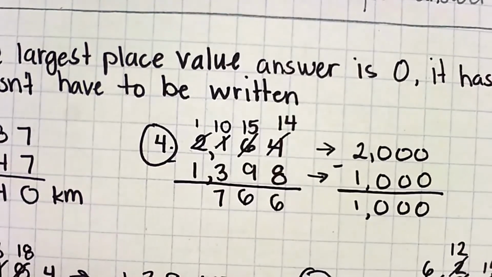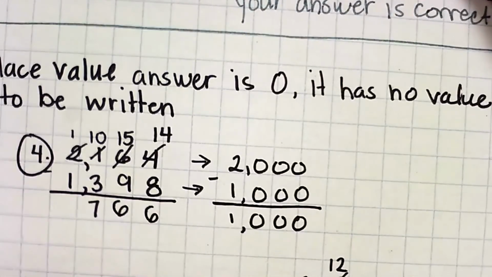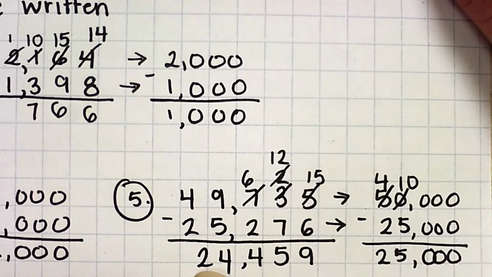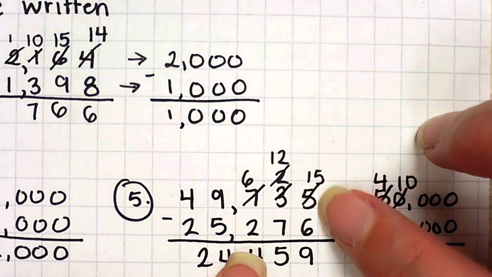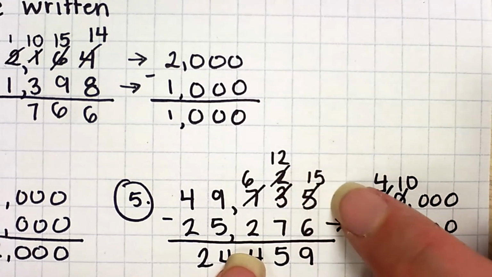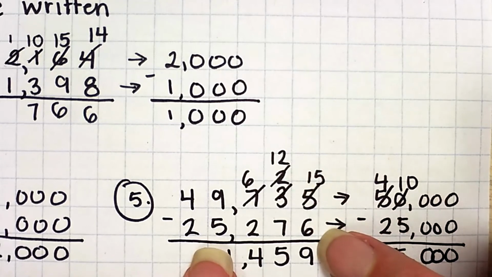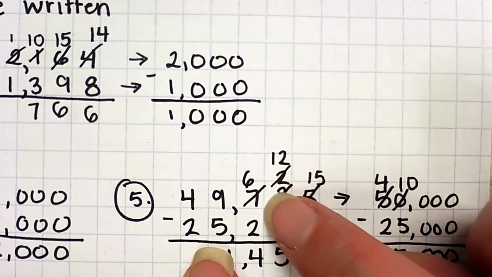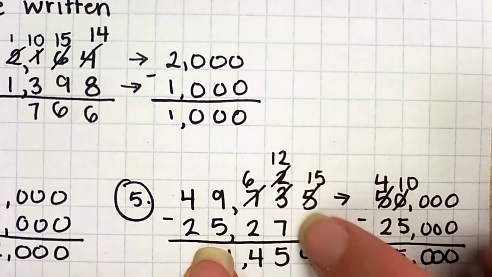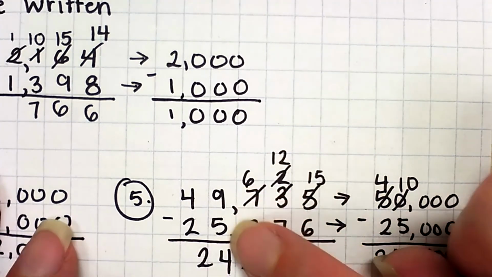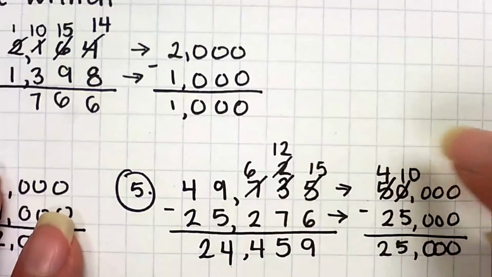And for number 5, they gave us the numbers 49,735 minus 25,276. So again, I couldn't do 5 take away 6. That became a 15. That 3 became a 2. 15 take away 6 gave me 9. I couldn't do 2 take away 7, so that 2 became a 12 because I borrowed from over here, and that 7 became a 6. 12 take away 7 gave me 5. 6 take away 2 was 4. 9 minus 5 is 4, and 4 minus 2 was 2.